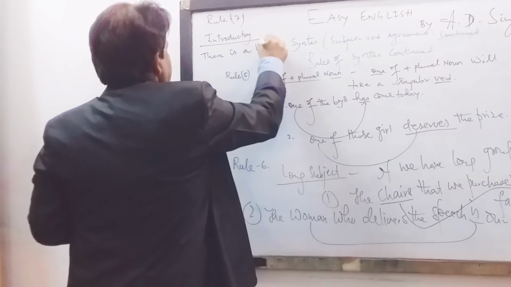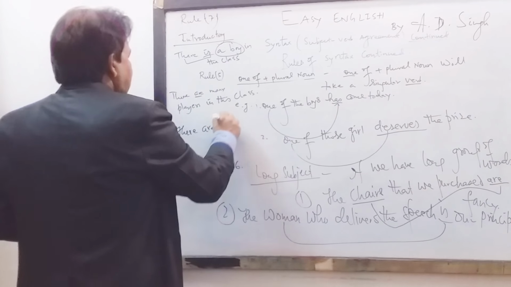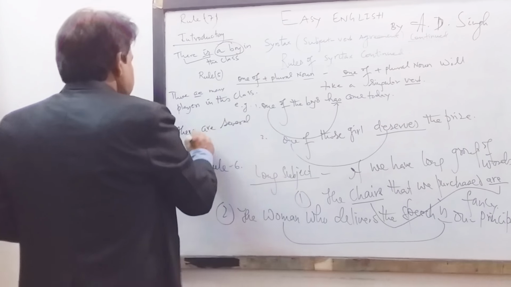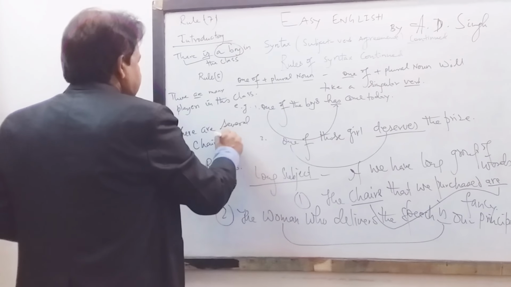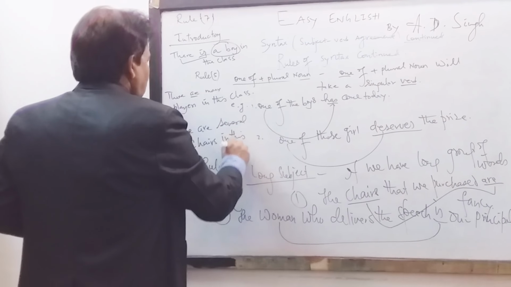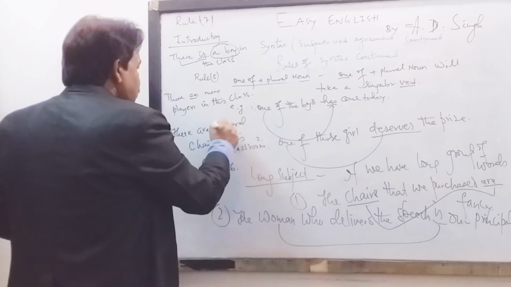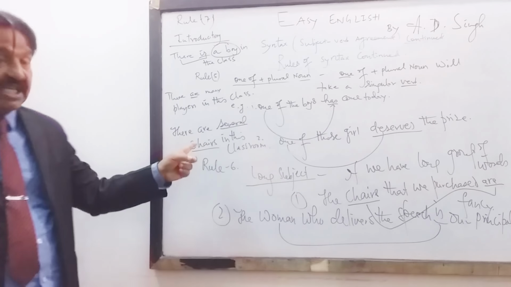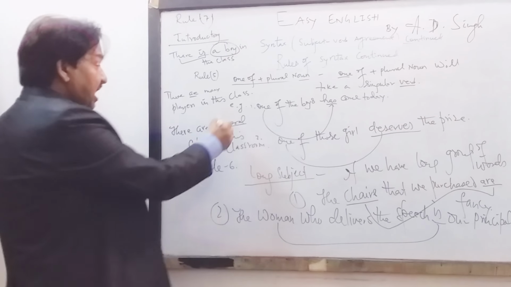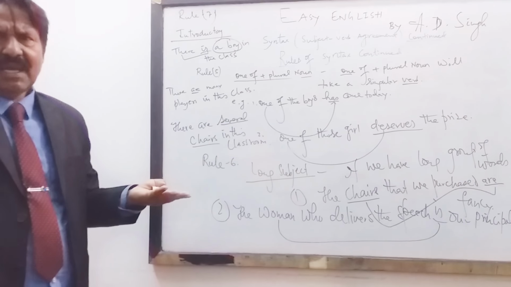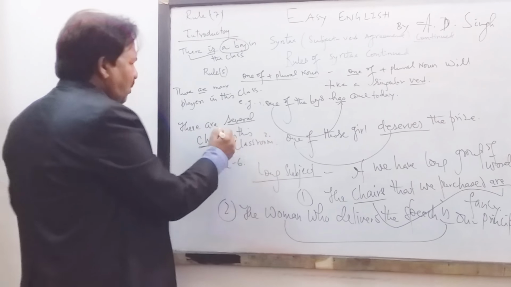Similarly, there are several chairs in this classroom. Now why have I written are here? Because several chairs are plural. Yes, chairs, and there are several is also plural. Determiner, and chairs are also plural.